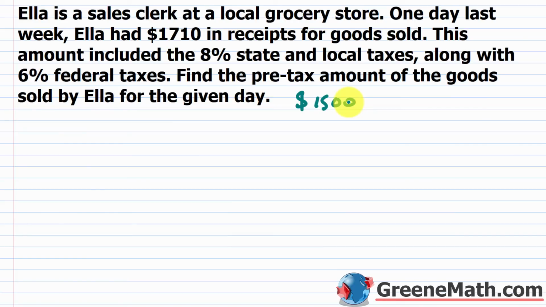And if you did 1,500 times 0.06, you would get 90. So 90 plus 120 is 210. And then 210 plus 1,500 is going to give you this 1,710 that we were told originally in the problem. So this is our correct answer. It's going to be $1,500 for the amount of pre-tax goods sold by Ella for that given day.